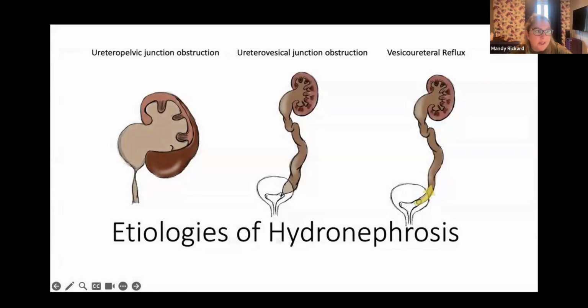So approximately 80% of hydronephrosis is transient and self-resolving, and the remainder is comprised of UPJ obstruction, UVJ obstruction, or reflux. And while it could be caused by congenital anomalies such as posterior urethral valves, for the purpose of most of our projects to date, we have focused on infants less than 2 years of age at baseline with no other congenital anomalies.